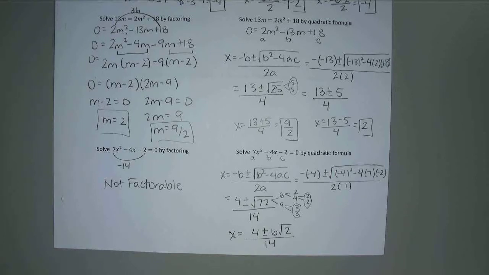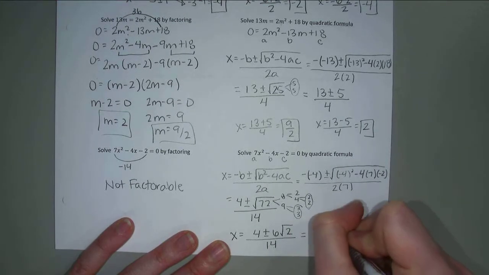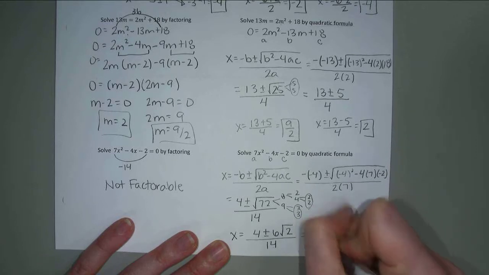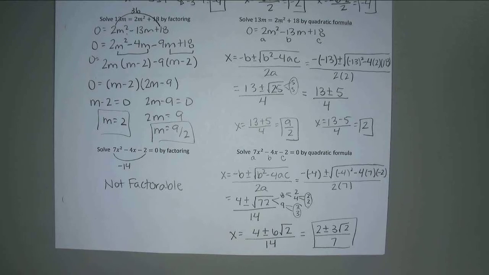So go up here real quick. You could not reduce this just because the 4 and 14 were even, because the root does not have an even number in front, okay? All 3 terms have to have that even number. So when you divide each of them by 2, what do you get? 2 plus or minus 3 root 2 all over 7. And you guys just used the quadratic formula on something that you couldn't have solved before this week.